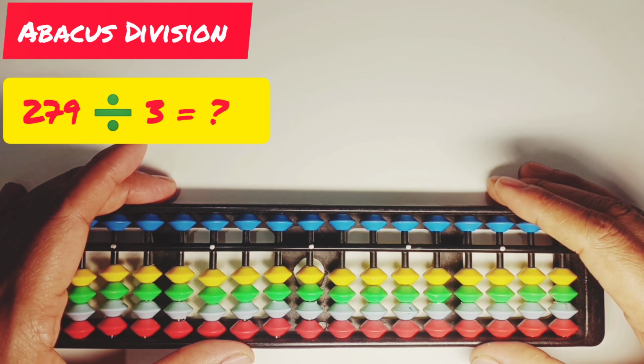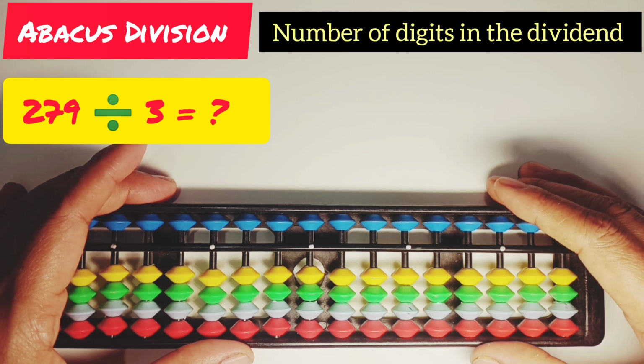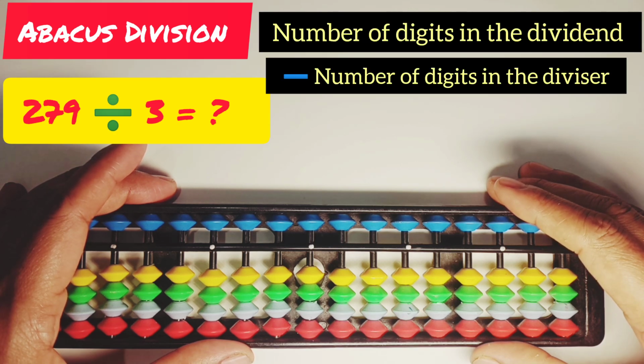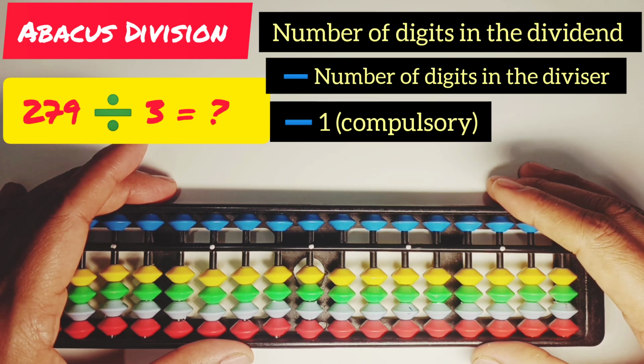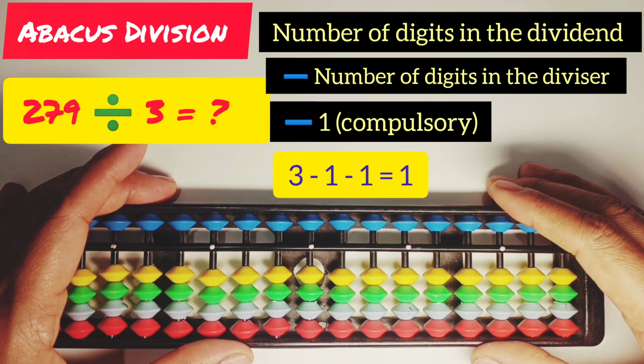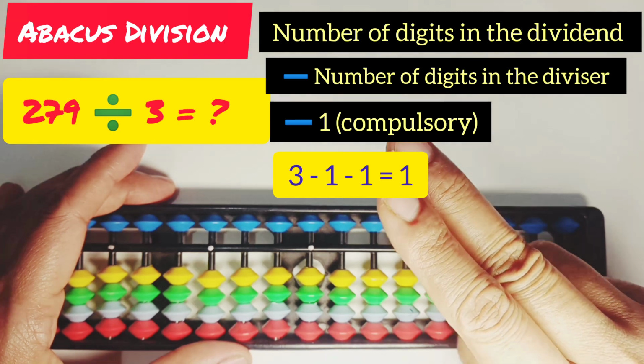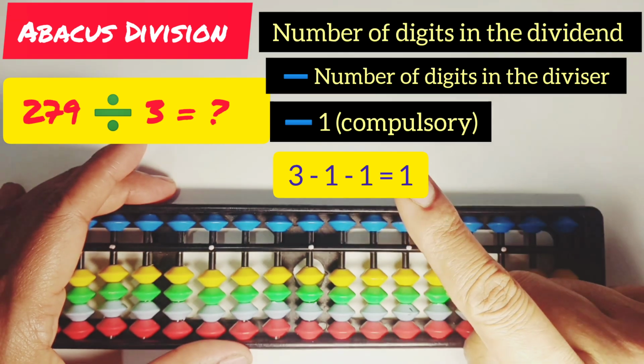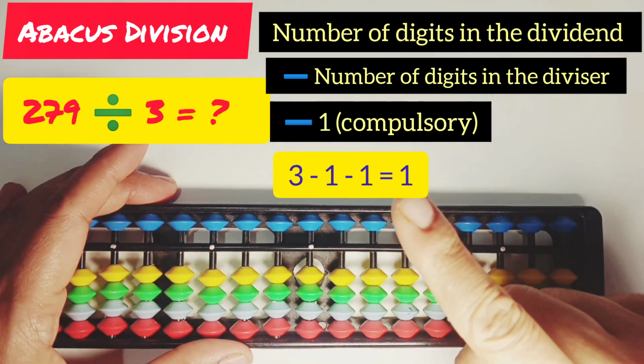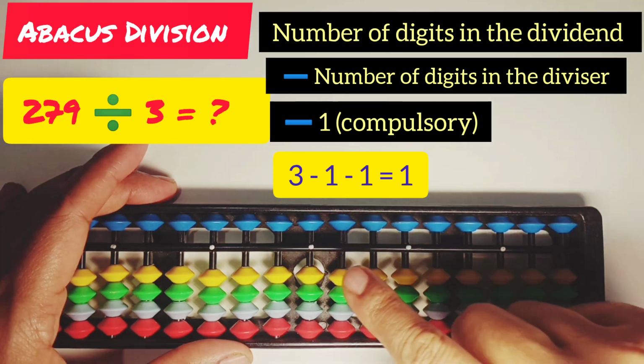The Abacus rule to place the dividend is number of digits in the dividend minus number of digits in the divisor and minus 1. That is compulsory. Here the number of digits in the dividend is 3 minus number of digits in the divisor and minus 1. The answer is 1. So we will start placing the sum from ones place or first rod.